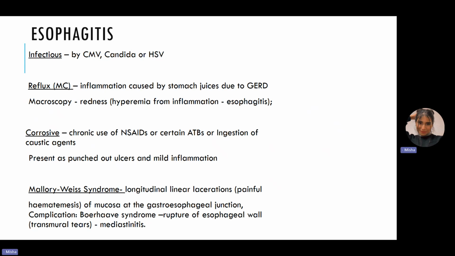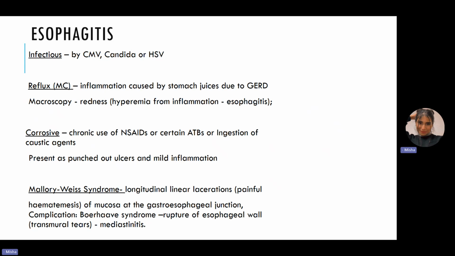Then we can say that they will have complications. Now, obviously, what is the complication of GERD? Barrett's esophagus. Okay, so let's move on to corrosive. Corrosive would be like chronic use of NSAIDs or certain antibiotics, or ingestion of causative agents like acids or alkalines, for example. And these can actually cause necrosis.